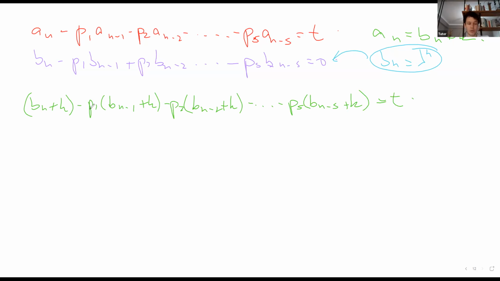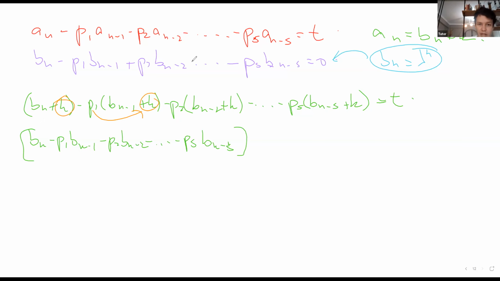Okay, so now if I put all the stuff with k on one side, the stuff with b will be on the other side. So the stuff with b is going to be Bn minus P1 Bn minus 1 minus P2 Bn minus 2 minus minus Ps Bn minus s. Okay, so I put all the stuff with b on one side. And now what about the stuff with k? Well, I'm going to have k and then another k with P1 and then another k with P2 and then another k with Ps. So it's going to be plus k times 1 minus P1 minus P2 minus P3 then minus Ps. And this entire thing is equal to t.